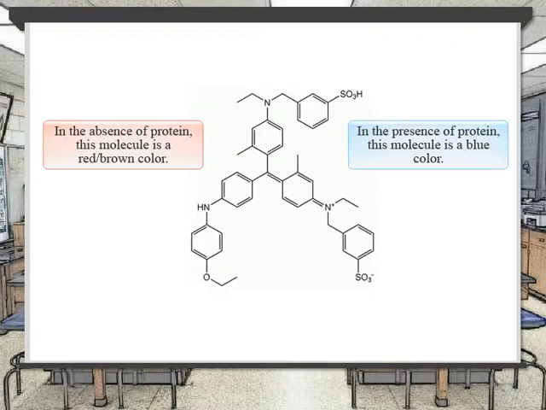However, with the use of a spectrophotometer, we can get a more accurate idea of the extent of this color change. So in the absence of protein, the Coomassie blue molecule is a red-brown color.